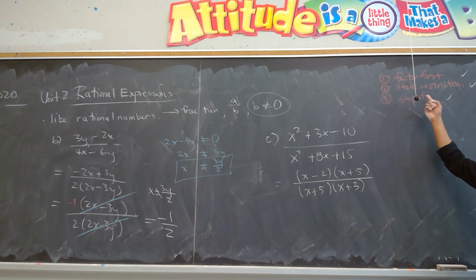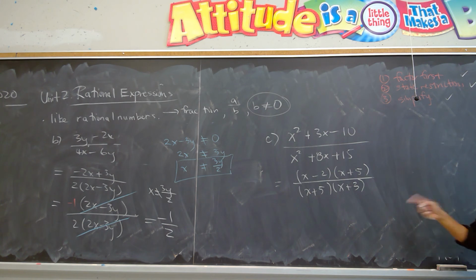Second step, state the restrictions. Notice again, you look at the denominator, not the numerator. Look at the denominator and tell me what would make it go to 0. Eric, want to give it a shot? What are the restrictions? Minus 5 and minus 3. Minus 5 and minus 3.